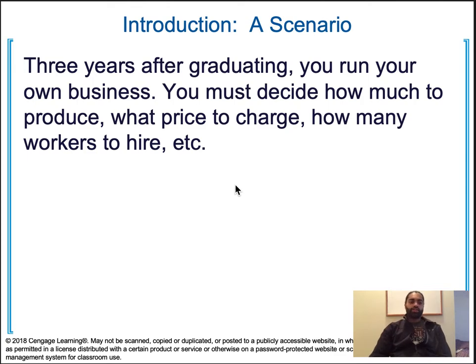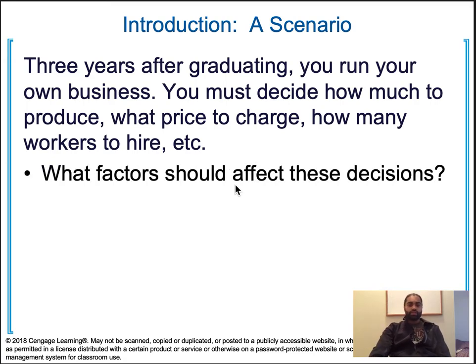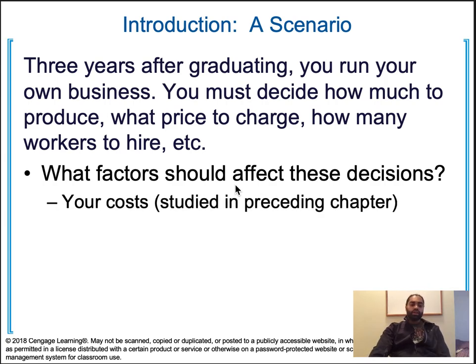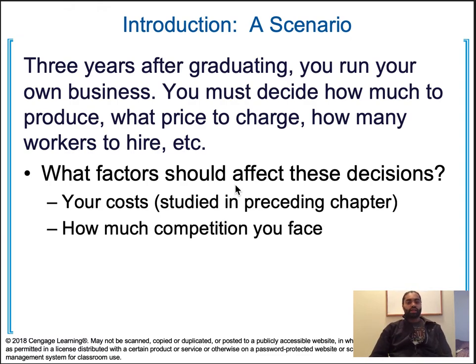So let's just assume, 3 years after graduating, you want to run your own business, and you want to know what to produce, how much to produce, at what price, and how many workers to hire. Some of the factors that you should take into account is your cost. We've looked at our marginal cost, average total cost, fixed costs. All these different types of costs are going to be implemented into this chapter. And then how much competition you face. Now it's important to know how much competition you face based on your market structure. So industrial organization is just looking at how your industry is organized, obviously, as well as making a judgment based on others' actions or different firms in your market.